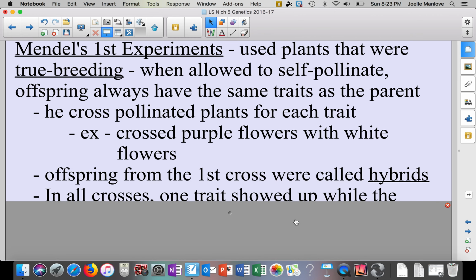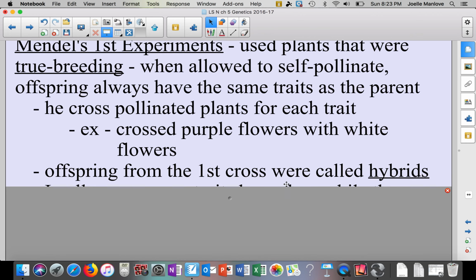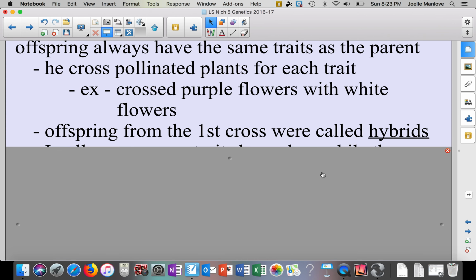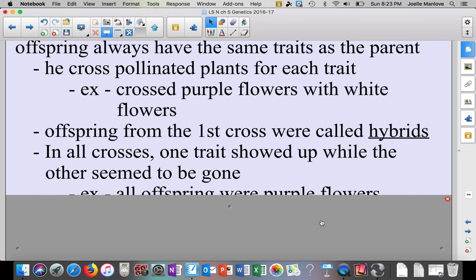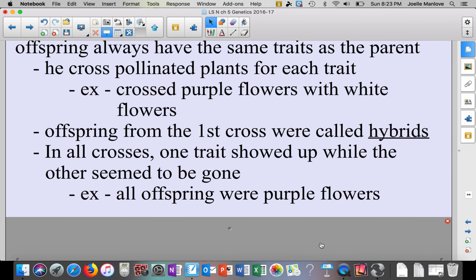And of course, there were some offspring, which we will call hybrids. But in all of those crosses, one trait showed up while the other seemed to be gone. It was like it disappeared. For example, in our example where we crossed the purple flowers with the white flowers, all of the offspring ended up with purple flowers. So the white seemed to have disappeared.